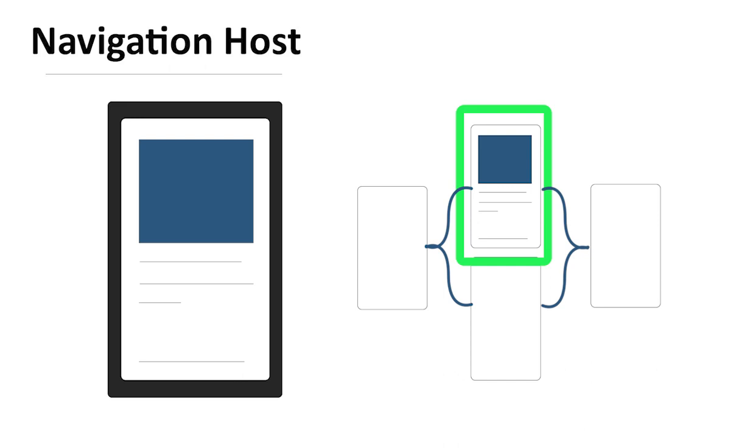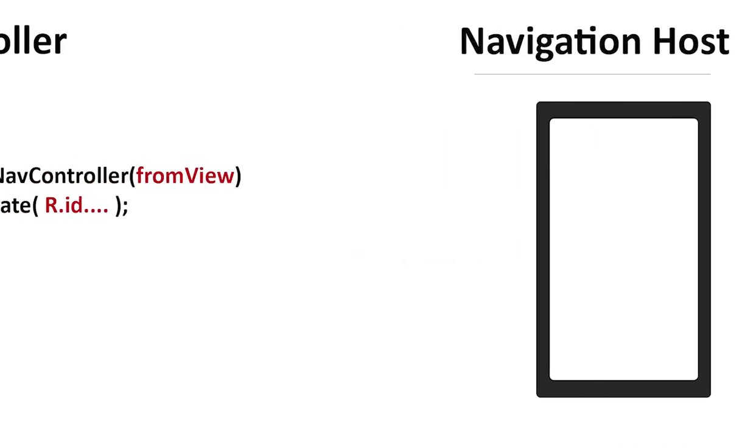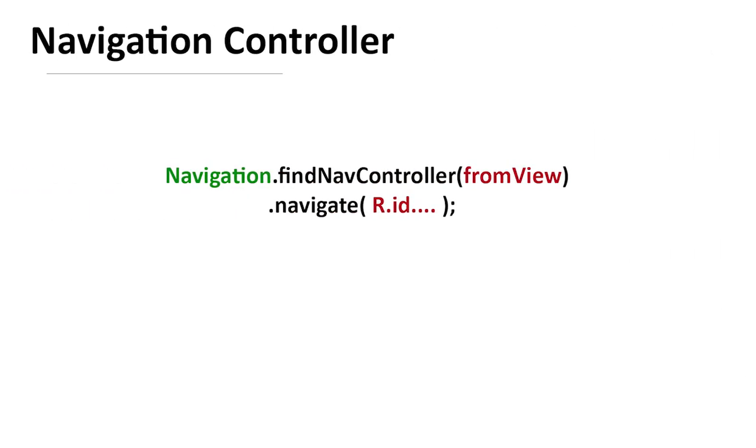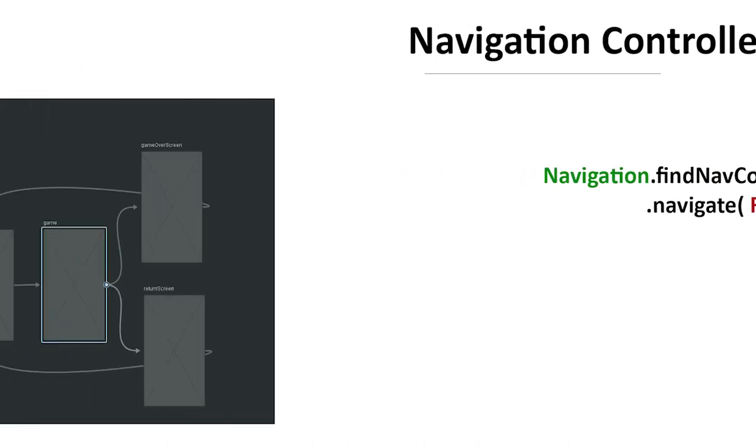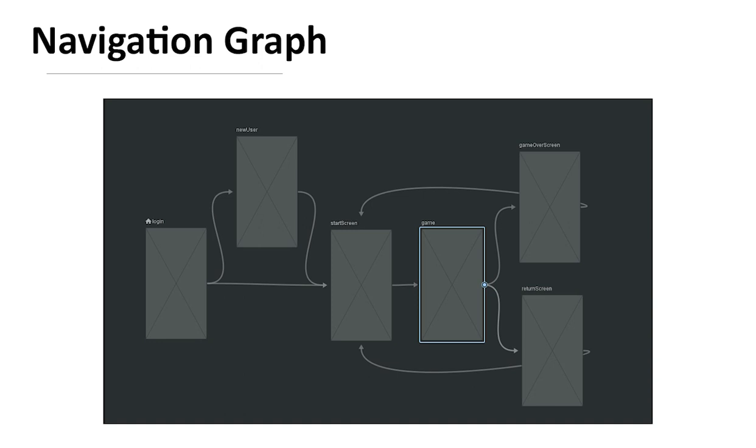A navigation host is a container that we place in our app. We use this container to display the active fragment or activity for our current destination. The navigation controller is an object that we create in code to control the navigation between the destinations. And the navigation graph is the actual visual representation of how our navigation will work and look.